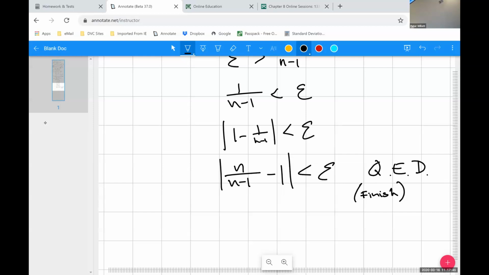So yeah, I don't know what else to say. That's the problem. Much as horrific as it looks, that's how they do this example.